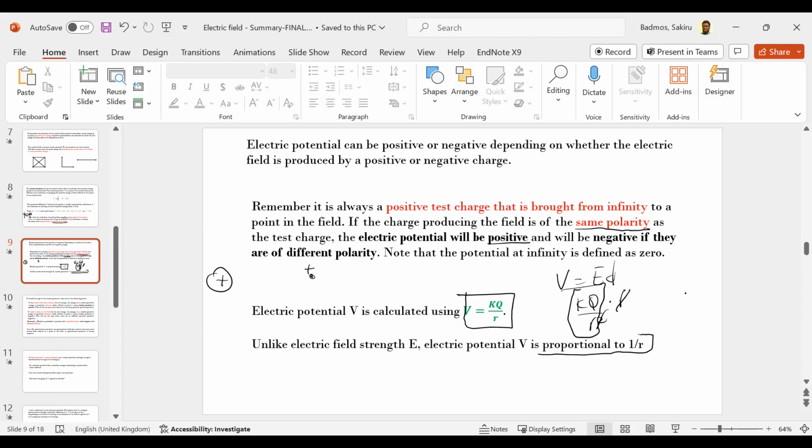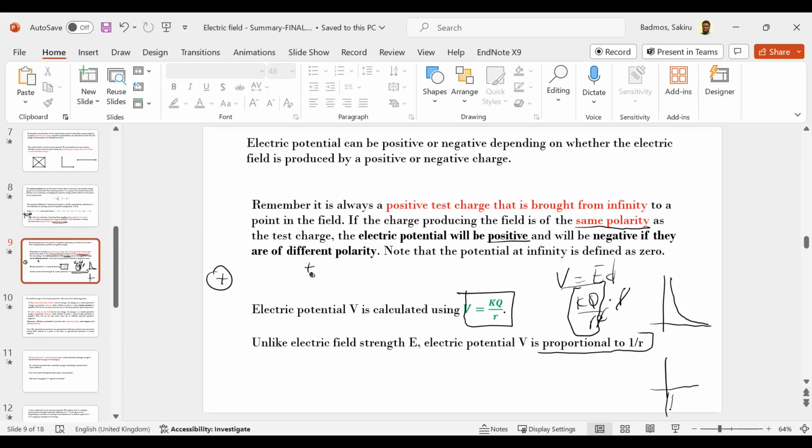So which means if I have a graph of V against r, if it is positive, that is, if I have 2 charges of the same polarity, it's going to go like that. It can also be like that, depending on whether the V is negative or positive. Okay, so it's proportional to 1 over r, unlike electric field.